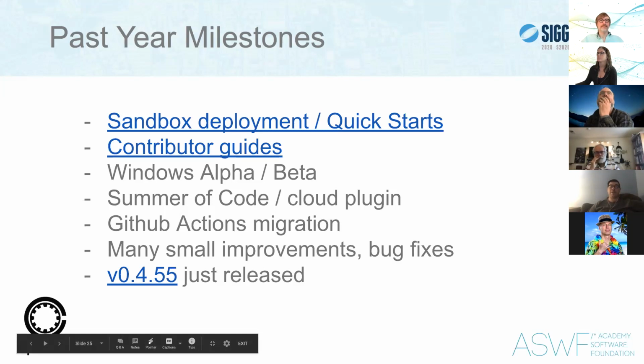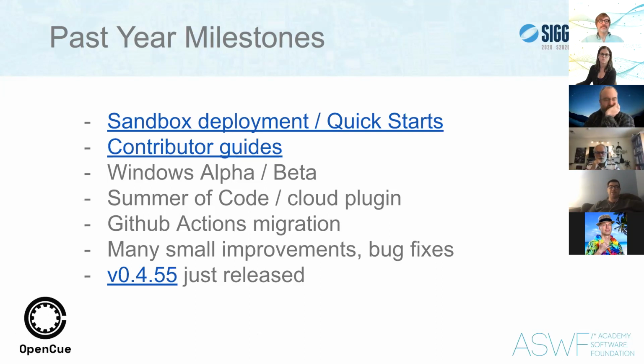We have also participated in Google's Summer of Code program this year, which has been a really big success. We have been working on a cloud plugin for managing render nodes in the cloud via OpenCue, hopefully making its way into the main branch of OpenCue within the next month or so. We did a big migration, along with the other ASWF projects, to migrate our CI pipelines and release pipelines into GitHub Actions. We recently completed that. So everything is nicely natively integrated in GitHub now, and works quite well.